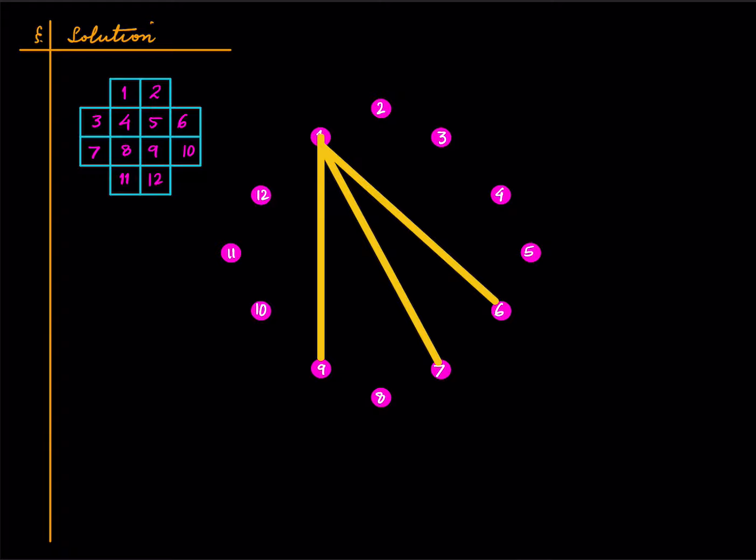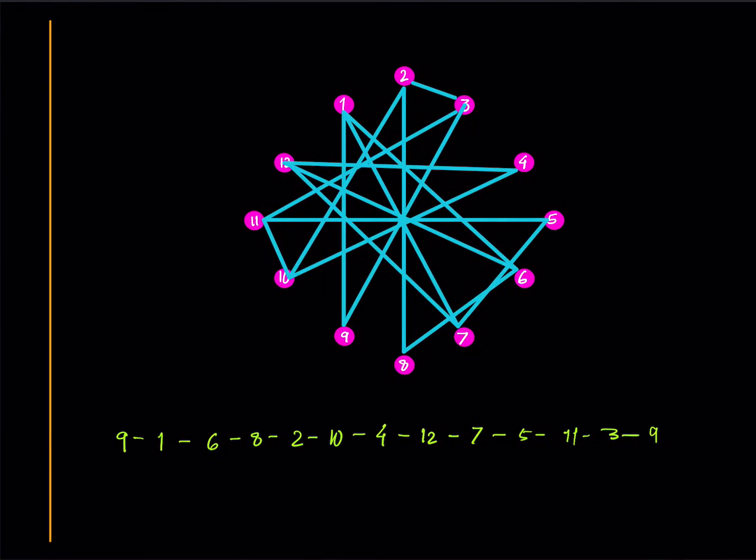Similarly, let me do one more. Suppose the knight was here, then it can go to 2, it can go to 6, and that's it. So 8 will be connected to 6 and 2. And similarly, one can join all the other vertices in the correct way. So if we do that, we will get a shape like this. So these will be all the connections as we see here.